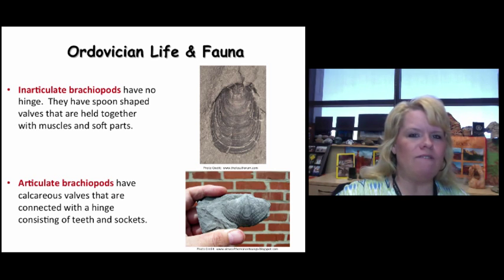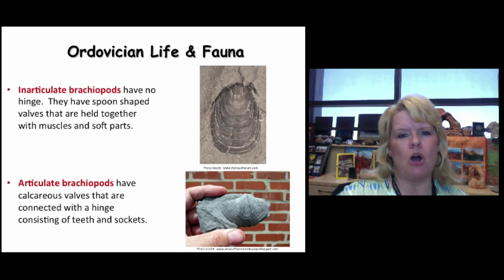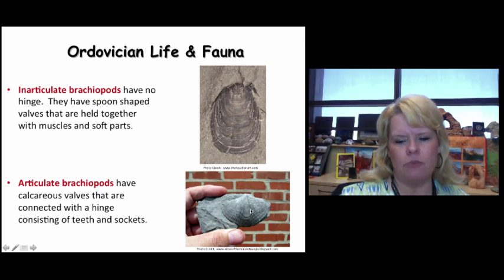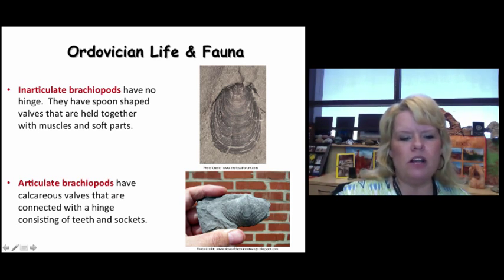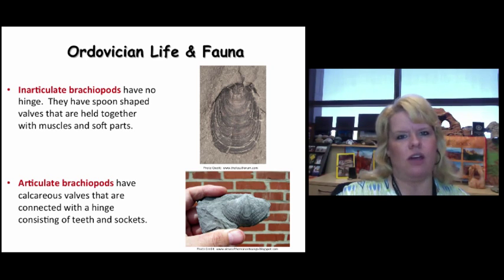These are spoon-shaped fossils, and they were held together by muscles and soft parts. So they don't have an interlocking tooth and socket mechanism right here that allows them to have a hinge like this one does right here. So this is an articulated brachiopod. You can see its hinge, and it would have opened and closed along that hinge line right there.